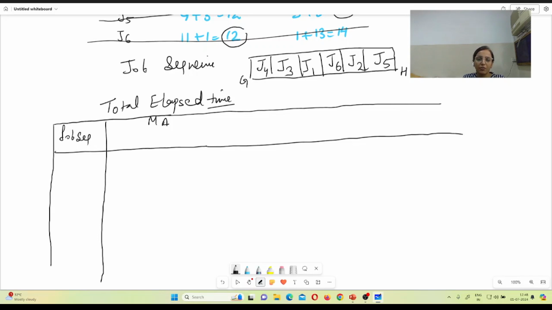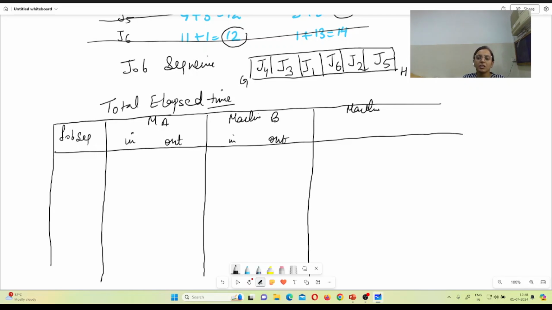For machine A, we have to find out the in time, and we have to find out the out time, right? Same way, the process, we write it over here for machine B, their in time and their out time, right? Now again from the third category, that is machine C, their in time, and the last point, their out time. So this is the way we have to find out.